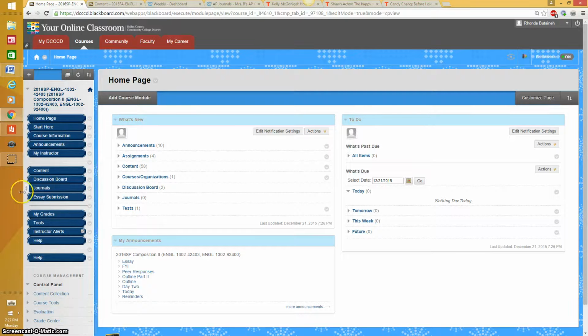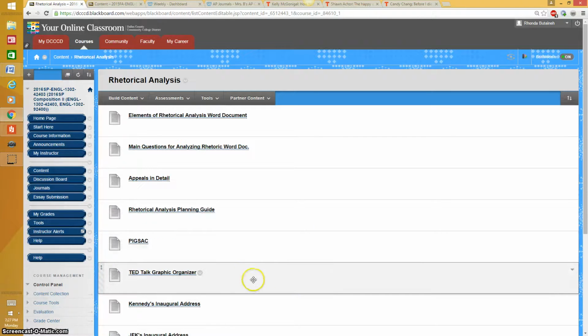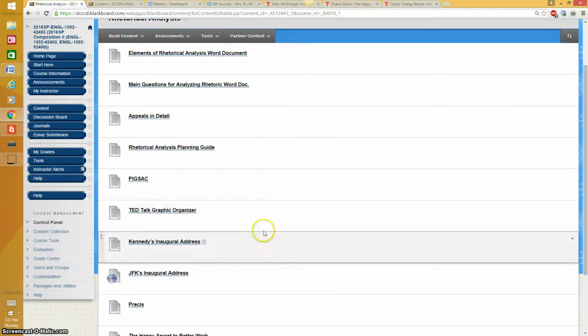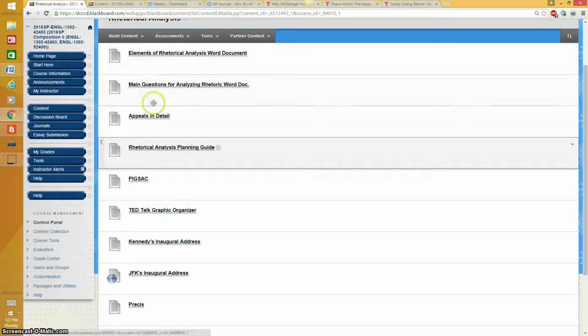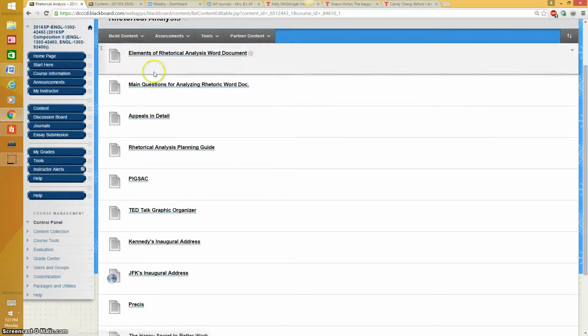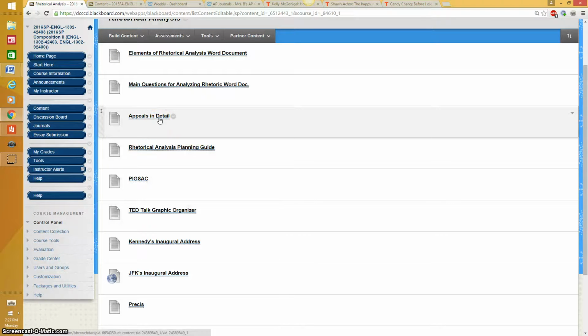And so you will need several documents from the rhetorical analysis folder. There are quite a few documents, and so I will try to go over these rather quickly. Please bear with me. You will need the elements of rhetorical analysis. You've seen this several times, as you should have been using it when you analyze visuals. The appeals in detail, this is very helpful.